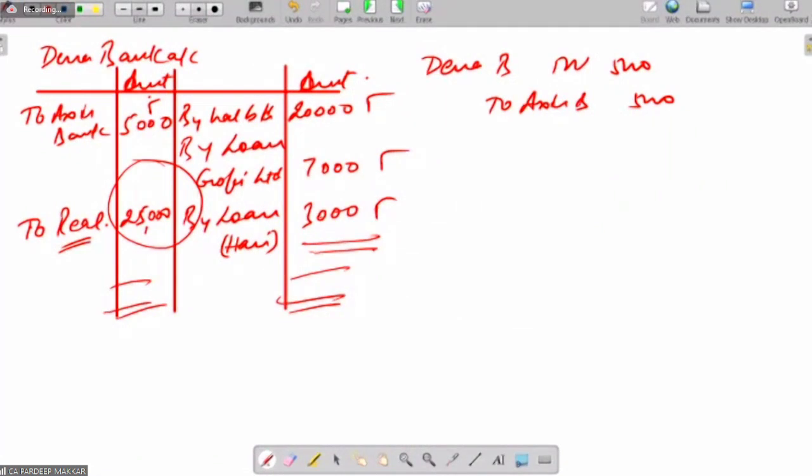Sir, is there any step marking in the exam? Yes, beta, there is step marking. There is no problem. But steps must be correct, na? Is that clear, beta?